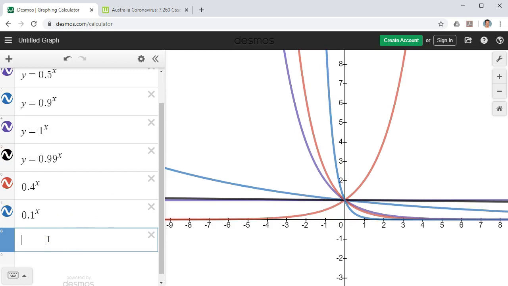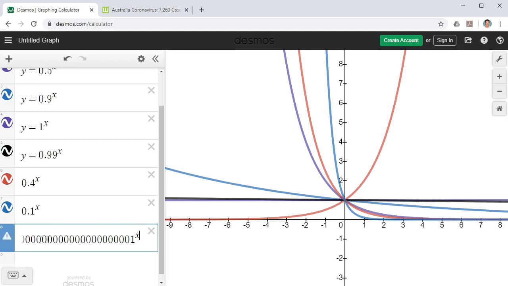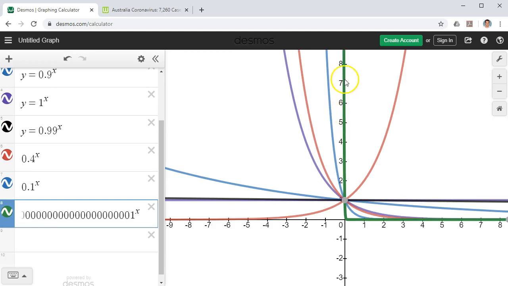If I pick a value that is almost 0, let's pick a really small number, this one here, and put this to the power of x. What are we going to get? We get a graph that is so steep, it almost looks like a right angle.